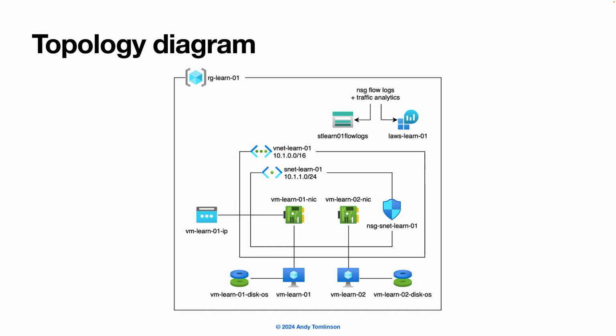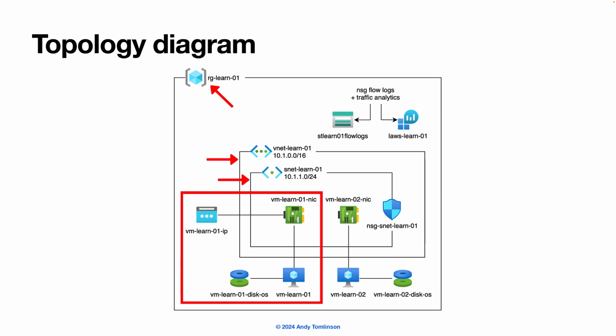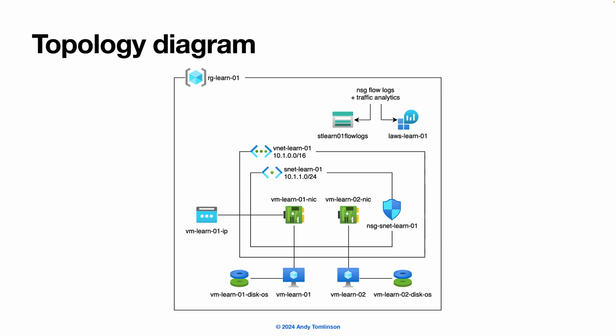Let's review the topology diagram for this lesson. First, let's recap on the resources that we're reusing from the previous lesson. These include the resource group, the first virtual machine and its associated resources, and the virtual network and its existing subnet. Inside the resource group, we now also have a log analytics workspace and a storage account, which we'll use with network security group flow logging.